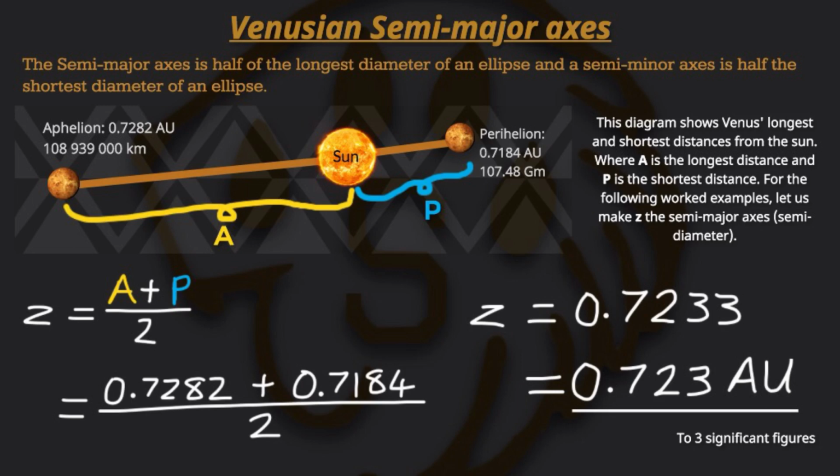As you can see in the calculation, Z is the semi-major axis according to the note. That note in white says this diagram shows Venus' longest and shortest distances from the Sun. You see A is the longest distance, P is the shortest distance, as you can see with the yellow and the blue brackets. So the semi-major axis is equal to the sum of the aphelion and the perihelion divided by 2, basically like the average. And what we get is 0.7233, which is approximately equal to 0.723 astronomical units, correct to 3 significant figures. So that's the semi-major axis in astronomical units.